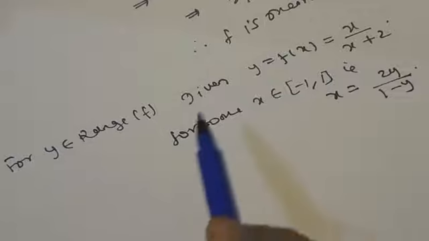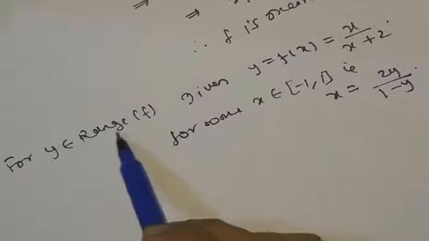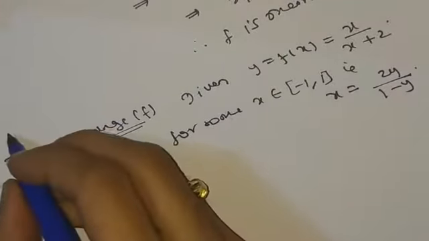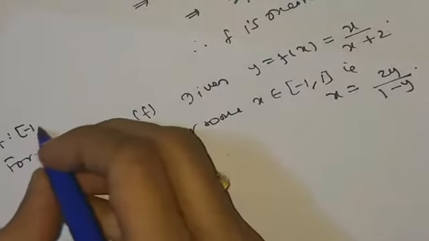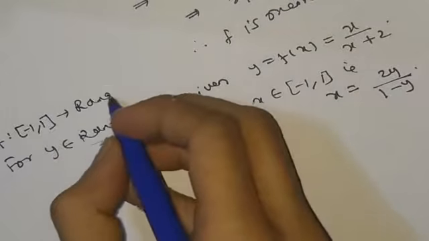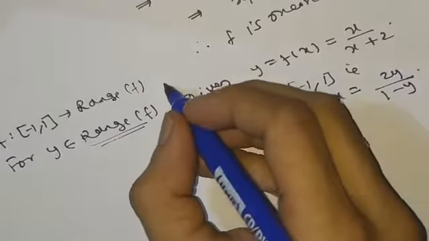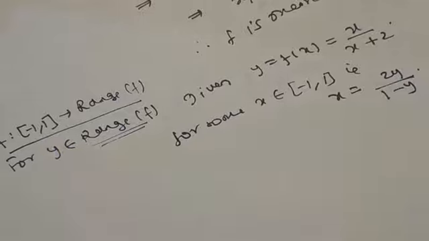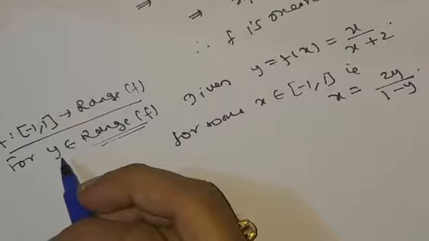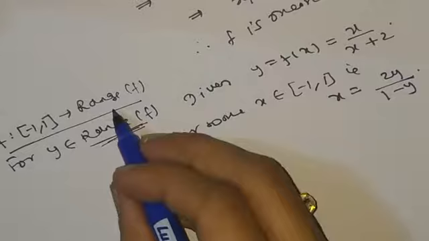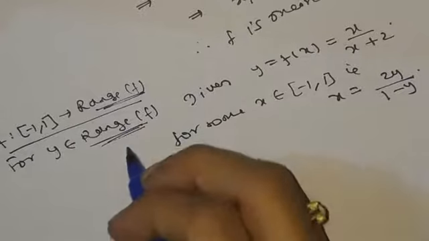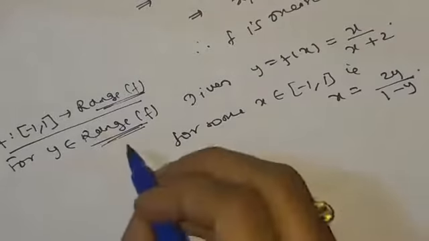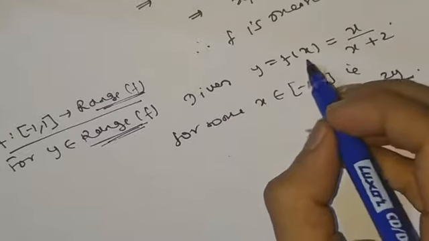Now what is the meaning of the hint, why have they used it? For y belonging to the range of f, we have to prove what? We have to prove that f from minus 1 to 1 to the range of f. We have to find the inverse of this function f. So to find the inverse of the function, they are telling you to use this hint. Now what is the meaning of this? For y belonging to the range of f, that is the codomain here, and that is also the range of the function f, given that y is equal to f(x).